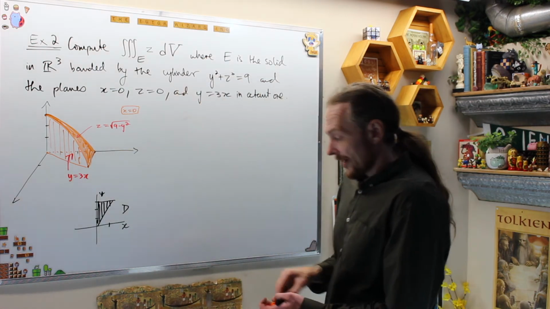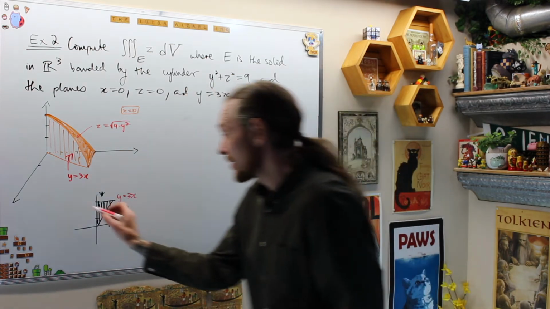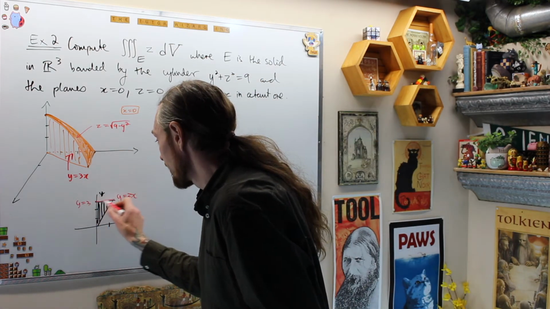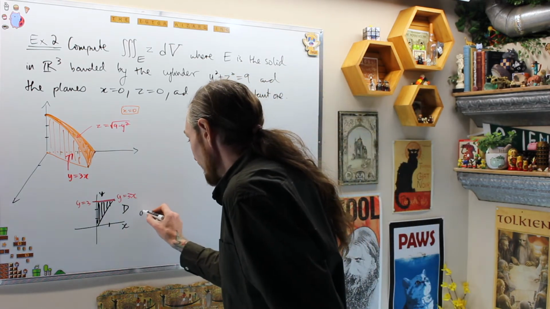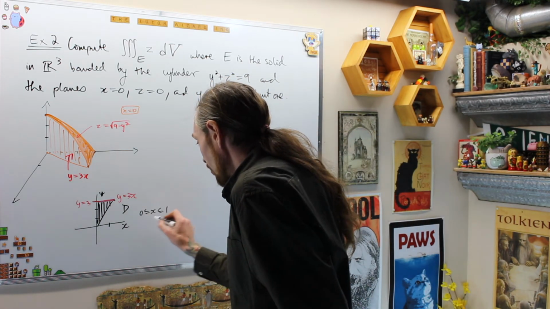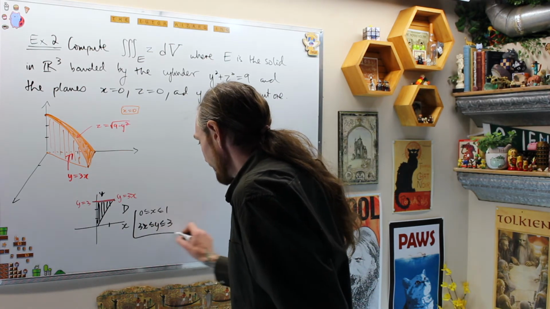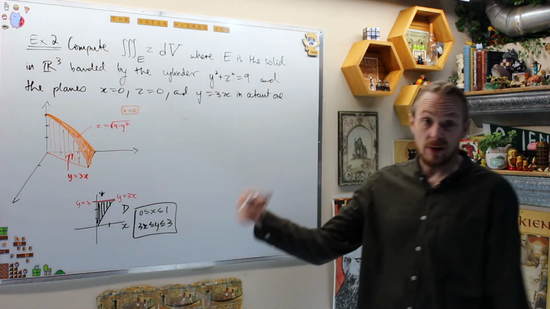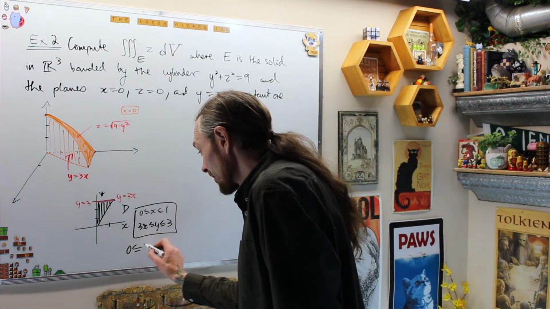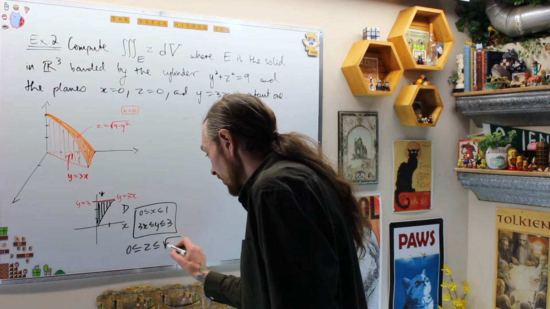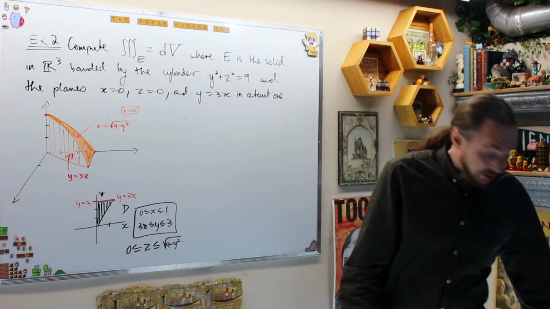Now, what do we have? This is y equals 3x, and this is y equals 3. So what we can do is phrase that as 0 is less than or equal to x is less than or equal to 1, and 3x is less than or equal to y is less than or equal to 3. So again, we have a type 1 region D, just the way that I want it. And where does z go from? 0 is less than or equal to z is less than or equal to the square root of 9 minus y squared. Now we have our bounds. Now we can compute the triple integral.